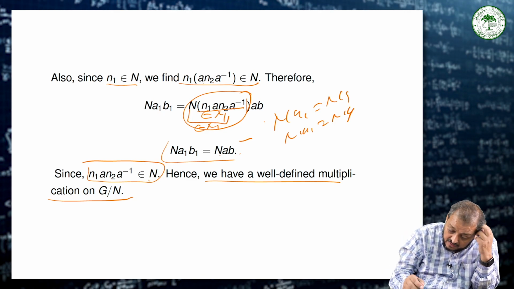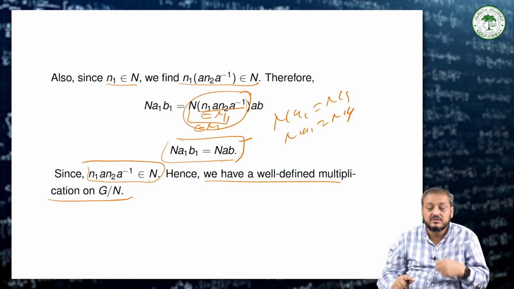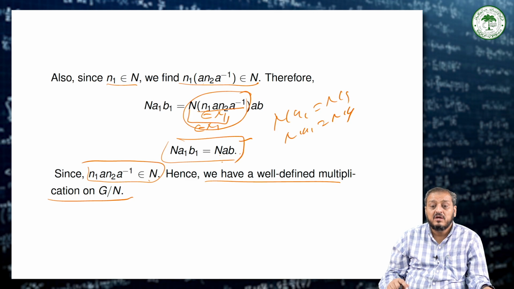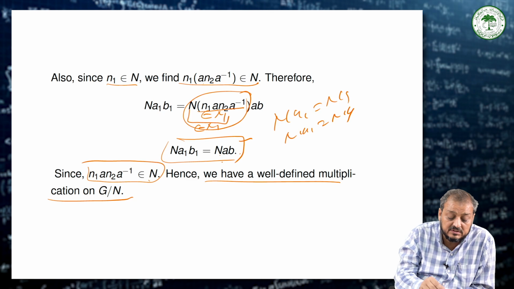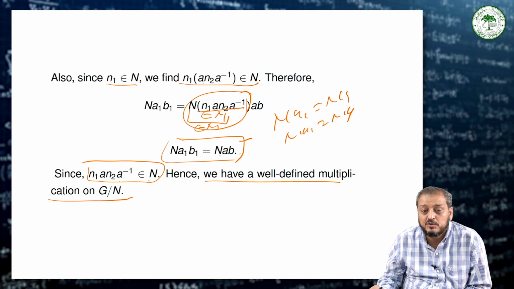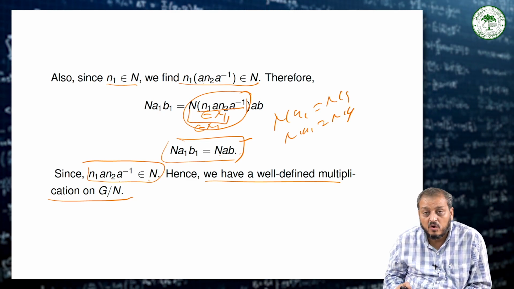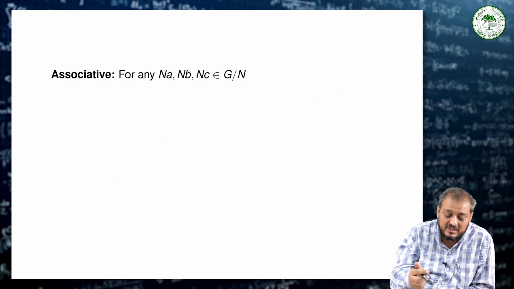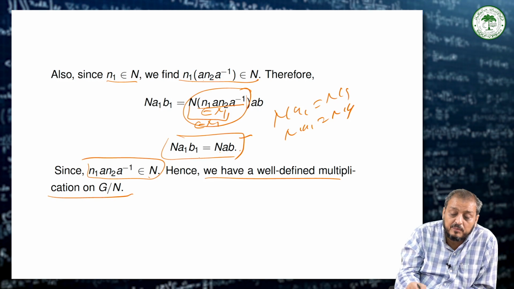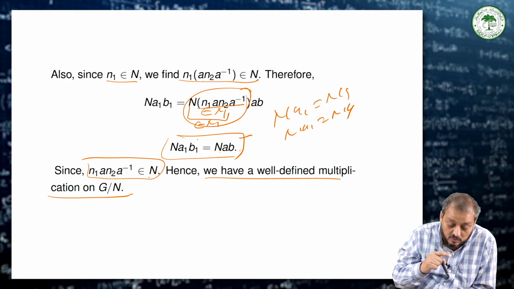So we have to show that this map we have to define is a well-defined map. Now we have to show that this is a group. That means we have to show that first it is closed, and then we have to show the associativity. If it is well defined, then automatically it is also closed.